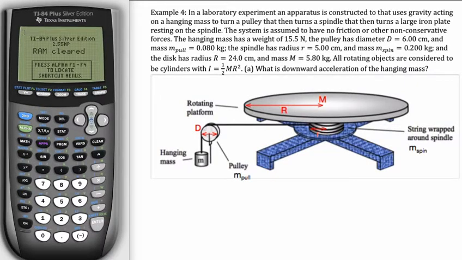Okay, in this problem we have a focus on Newton's second law, both in translational and rotational form, and that focus is made through an apparatus that includes a pulley and a spindle and a spinning disc. So let's read the problem.